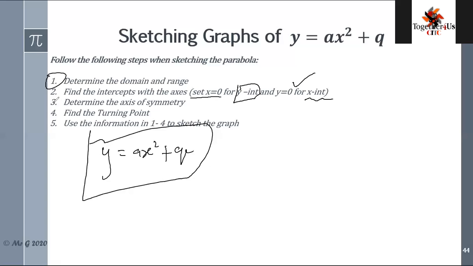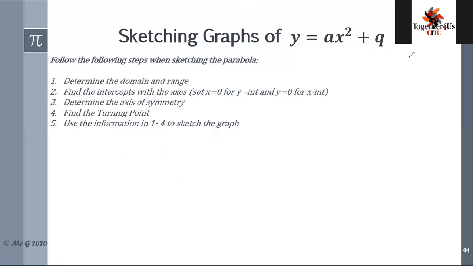After that, determine what we call the axis of symmetry. I spoke about symmetry in that video where you had to complete a table, but we will explain it once again here. And then finally, find your turning point. You kind of know exactly how to do this. It's just that now I'm making it all formal and procedural. So follow through with me so that you can digest this.